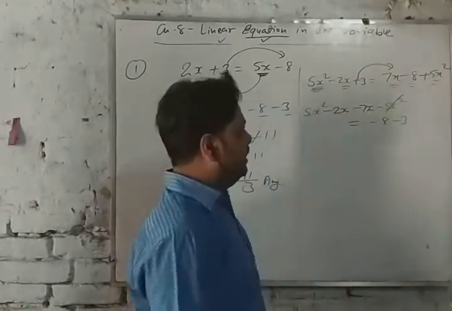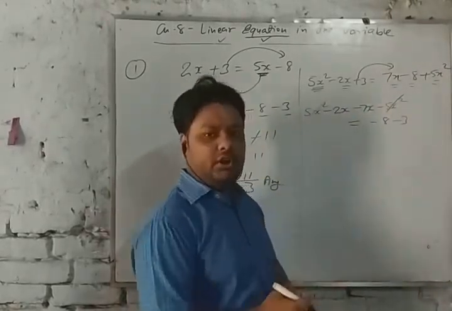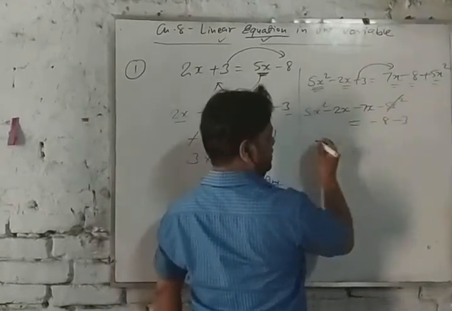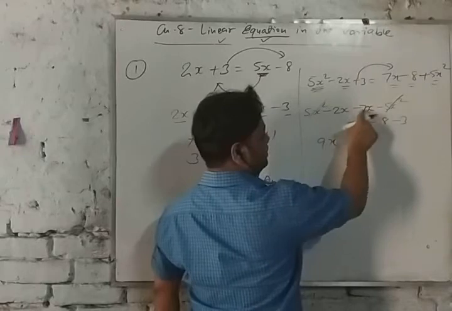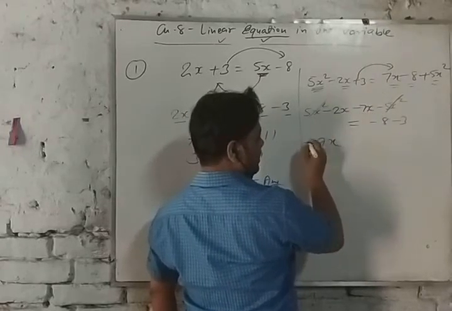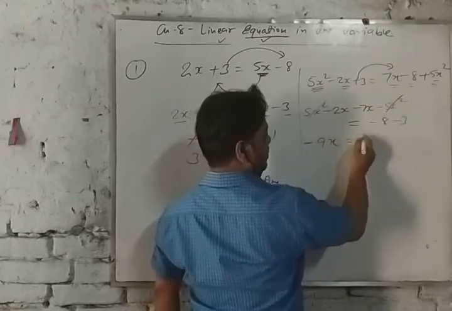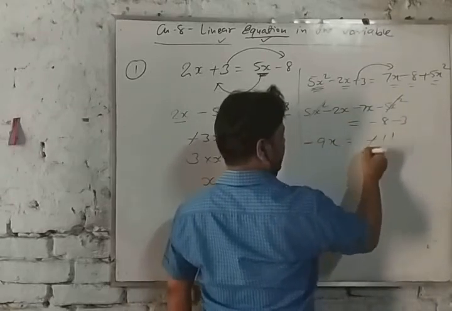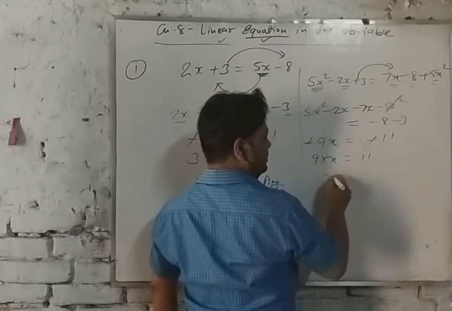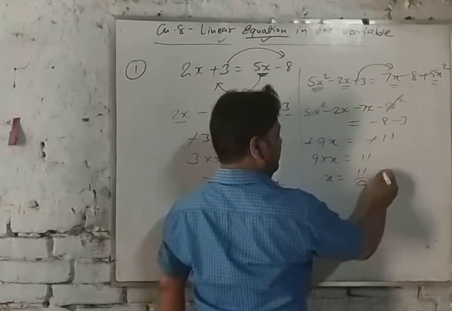That means the degree 2 has gone, so there is only one variable x. Now minus 2x minus 7x is minus 9x, and we give the minus sign because 7x is greater. Now minus 8 minus 3 is minus 11. Again minus and minus cancel out. 9x means 9 into x, then x is equal to 11 by 9.